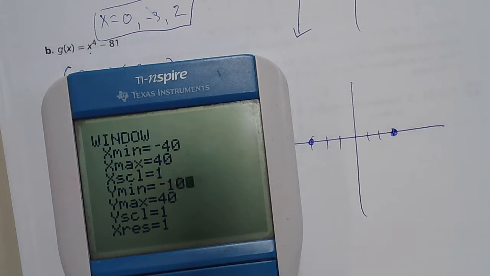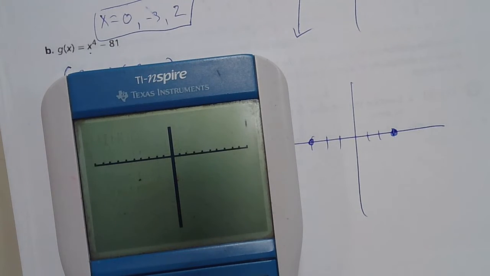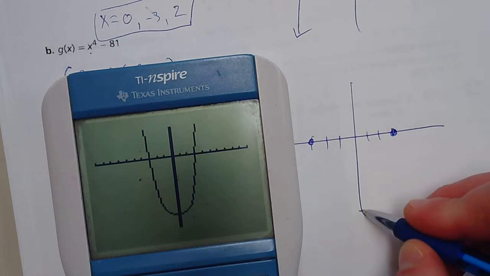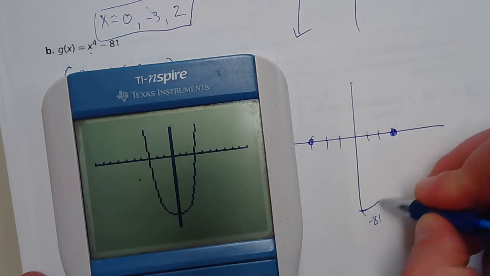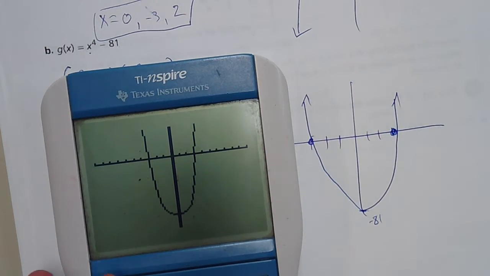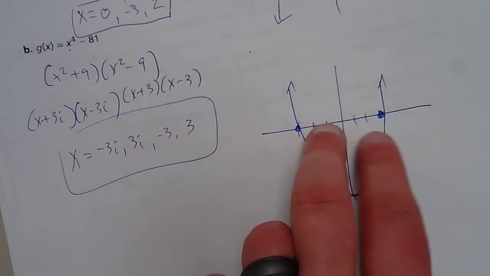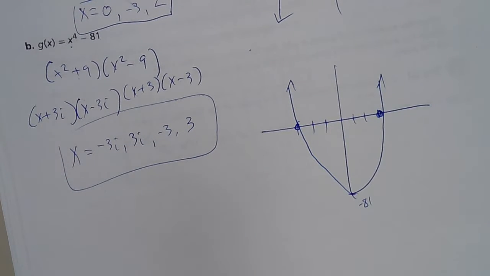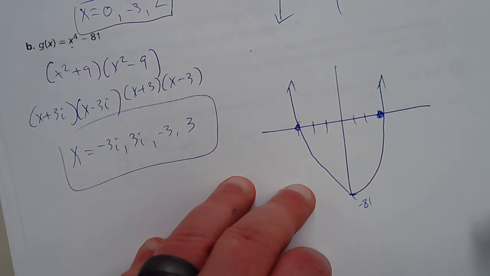Let's go to negative 100. Let's keep these at 10s. Sorry about that. And so now we can see the graph does just look like that. You know, it's way down here at negative 81, and the graph's going to be coming up through here and through here. So like we've seen before, only real solutions show up on the graph. Imaginaries will not. Cool. All right, so let's look at example 2 now.